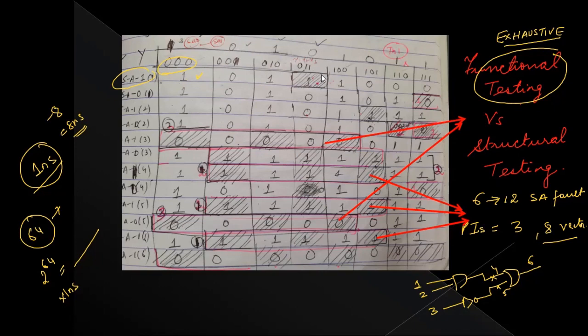ठीक है, तो मतलब मुझे एक ही वेक्टर है जो आइडेंटिफाई किया है. Similarly, stuck at 0 at point 1, only this combination, all ones will give me the error in the output. So only one input vector is fine. अब ये जो रेड एरो से मैंने मार्क किया है, whatever is being grouped by these red arrows, they are showing me examples of collapsed faults, what we were doing by inspection just now.